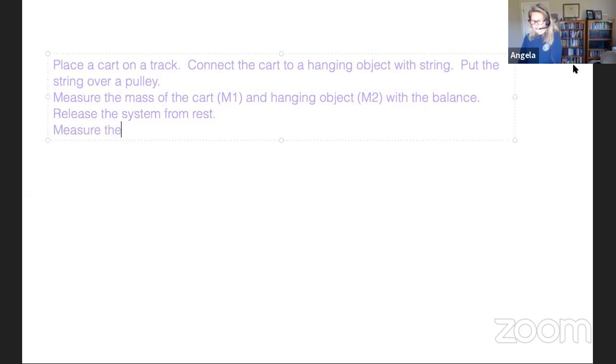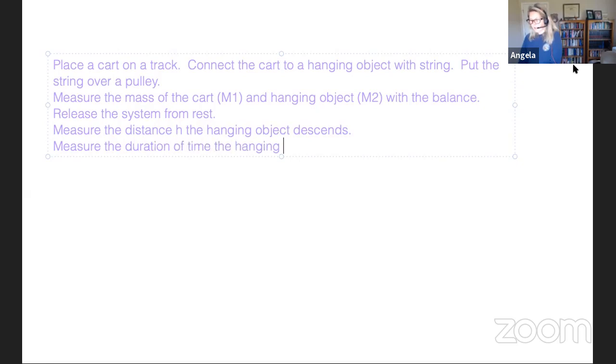Measure the distance h. The hanging object descends. Measure the duration of time the hanging object took to descend h. Okay, right? That's the main thing.